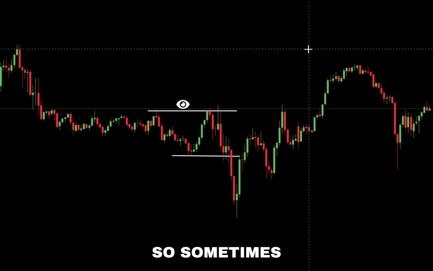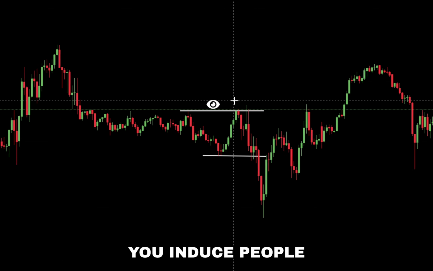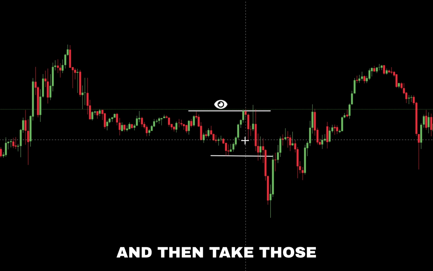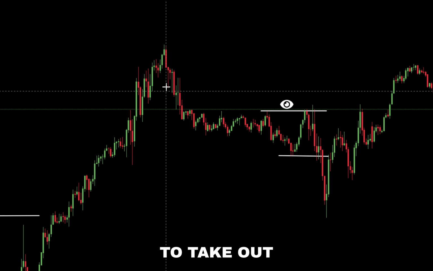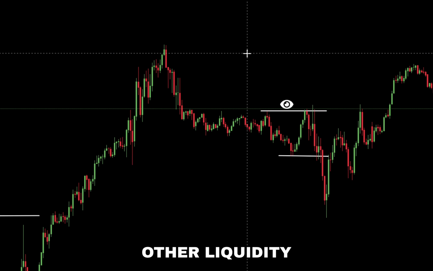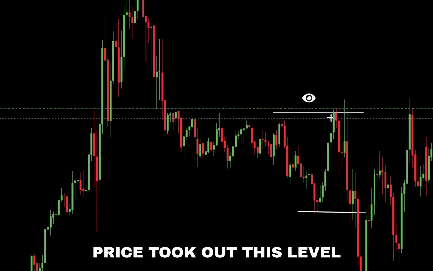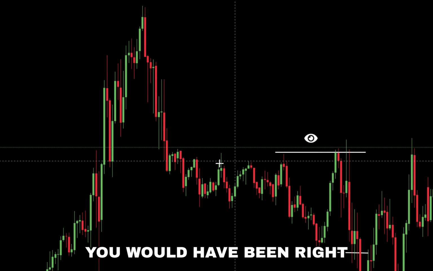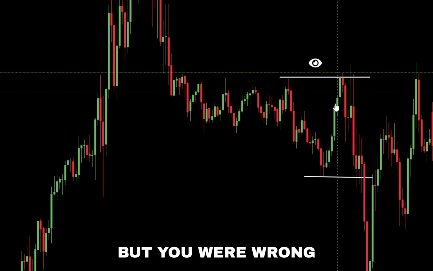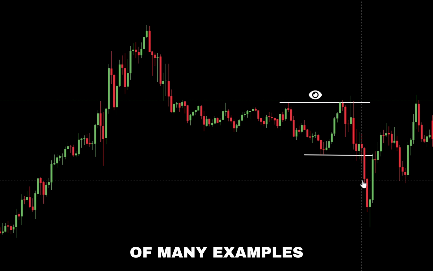So sometimes price will do that, induce people to get in early, and then take those same people out to move in the direction that it wants to go, to take out all of this other liquidity. So like I said before, if you would have thought that price took out this level and was going to target all this liquidity, you would have been right, but you were wrong on the timing of the market. This is just one of many examples that happen day to day inside of the market.